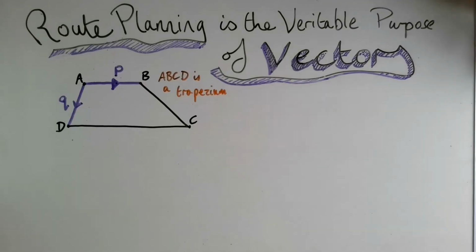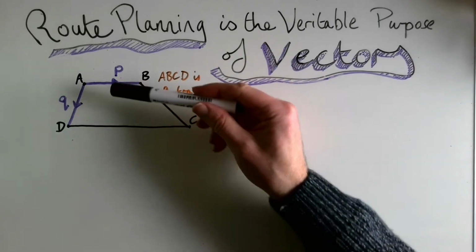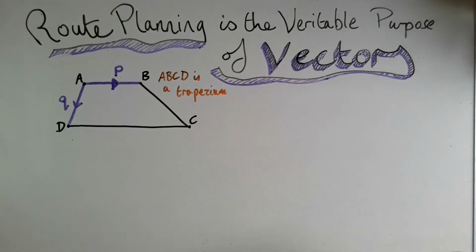I'm going to introduce each question a little bit at a time rather than putting all the information down there. So have a little look at that and copy it down. It says ABCD is a trapezium. Now that's important because that means that these two sides must be parallel.